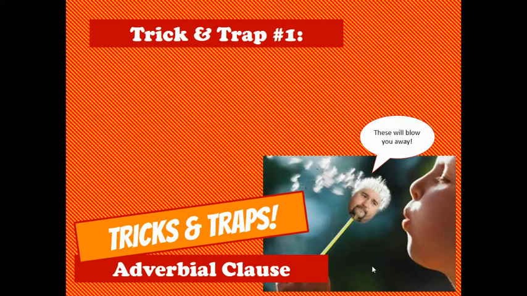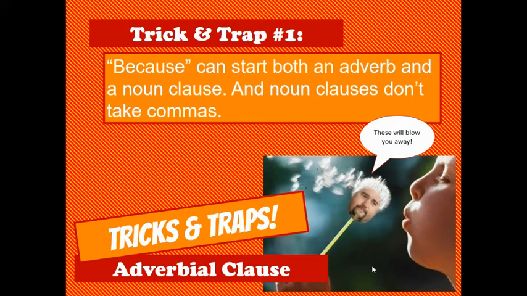All right, so here's trick or trap number one that you might come across, whether it's on my quiz or on the SAT. The word because is tricky. The word because can usually start an adverb clause, but sometimes it starts a noun clause. We didn't talk about the word because as a possibility, but it is. So remember, noun clauses or nominal clauses don't take commas.